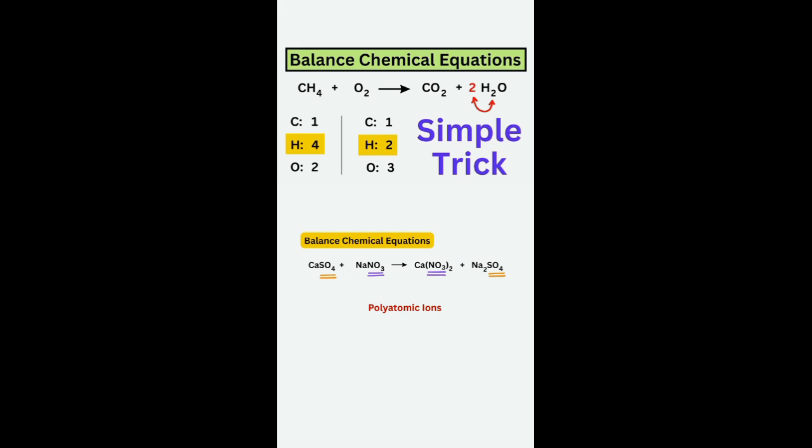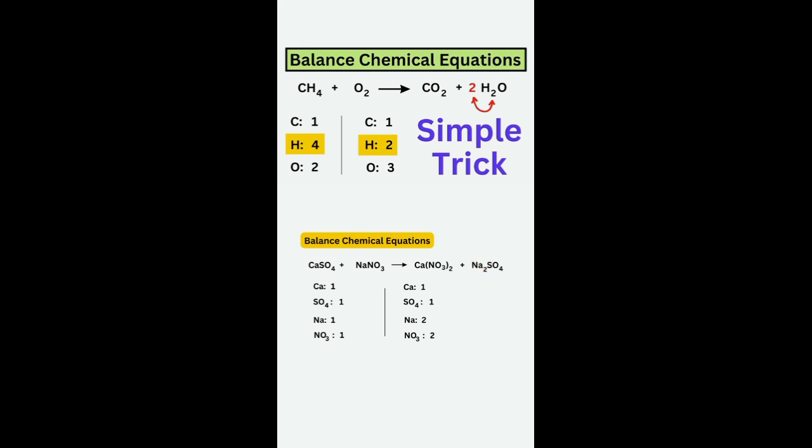They stay together like a team, so we can count them as one unit instead of breaking them into sulfur and oxygen or nitrogen and oxygen. This trick makes life easier. On the left, calcium sulfate has one calcium and one sulfate. Sodium nitrate has one sodium and one nitrate. On the right, calcium nitrate has one calcium and two nitrate groups. Sodium sulfate has two sodiums and one sulfate.